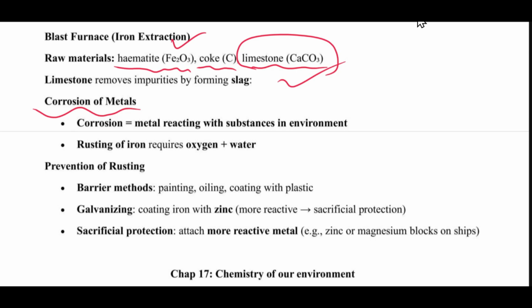There are different methods to avoid corrosion, and these methods are given here. Prevention method for rusting number one: you can use a barrier method. A barrier method means you can do a coating of anything on top of your iron or the metal that can easily corrode. For example, you can do painting, oiling, or coating with plastic, so it can protect the iron. But the disadvantage of this method is that if there is a small scratch on the plastic or on the painting, the area that will be exposed will get easily rusted.